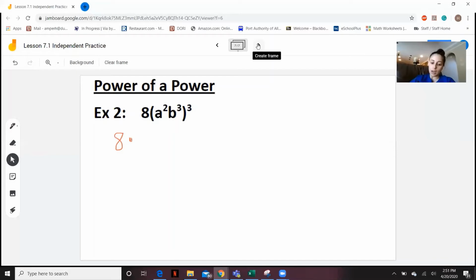So it's 8 times a to the 2 times 3 times b to the 3 times 3. Okay, because remember, you have these terms inside of parentheses that are being raised to a power. That's why we're multiplying them. So when we simplify, that would come out to 8a to the 2 times 3, which is 6, and then b to the 3 times 3, which is 9. Okay?